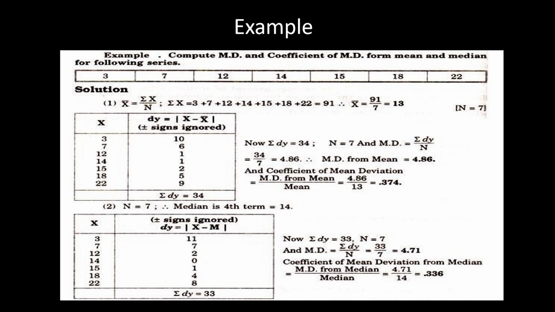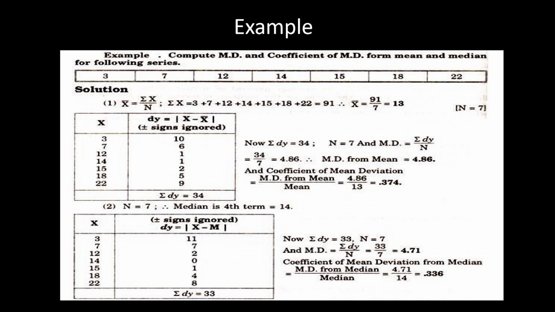Now we have to find out the absolute deviations of every observation from that 14. So 3 minus 14 is 11. As we are ignoring the signs, we simply consider it as 11. Next, 7 minus 14 is 7. 12 minus 14 is 2. In this way, you have to find out the deviations and then find the total of that.